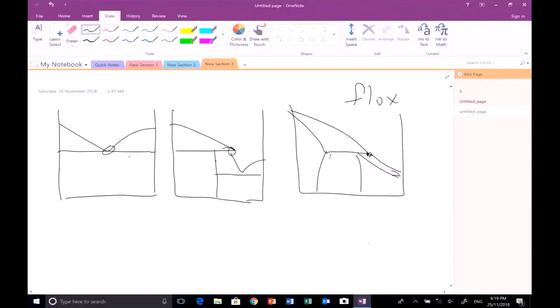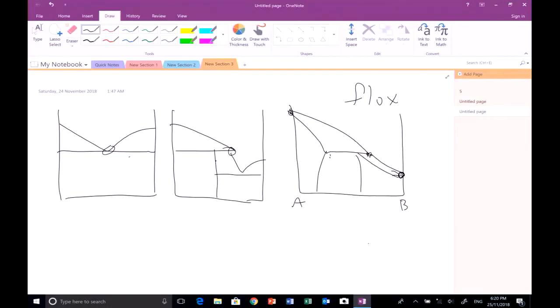It lowers the temperature of liquid formation. Lowers the temperature of liquid formation. So when we look here at A and B, we can see that the melting point of B is much lower than the melting point of A. But I reiterate, melting points are virtually irrelevant in this class. Please don't refer to them at all.